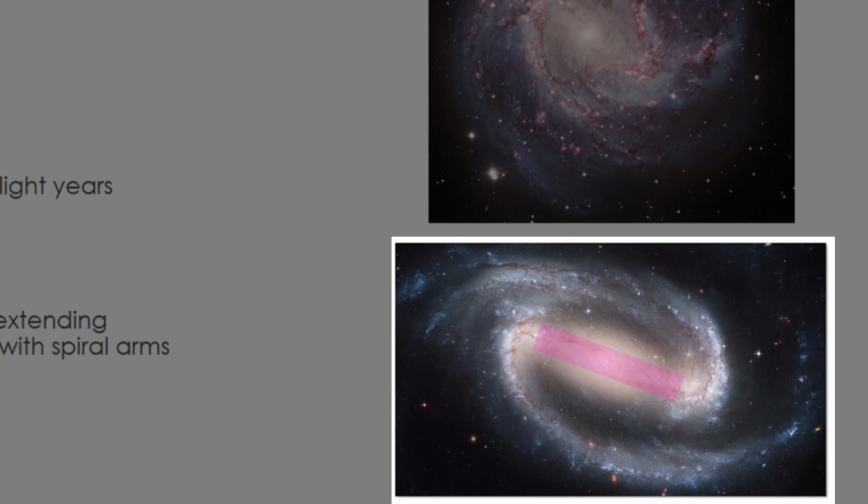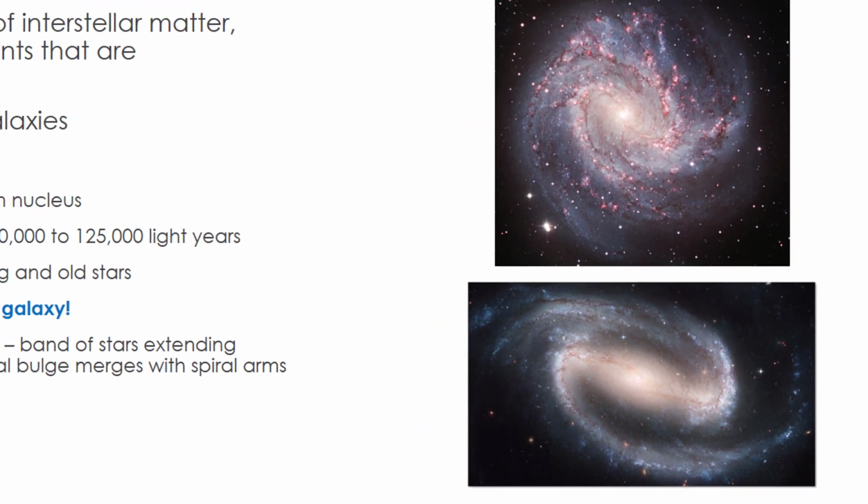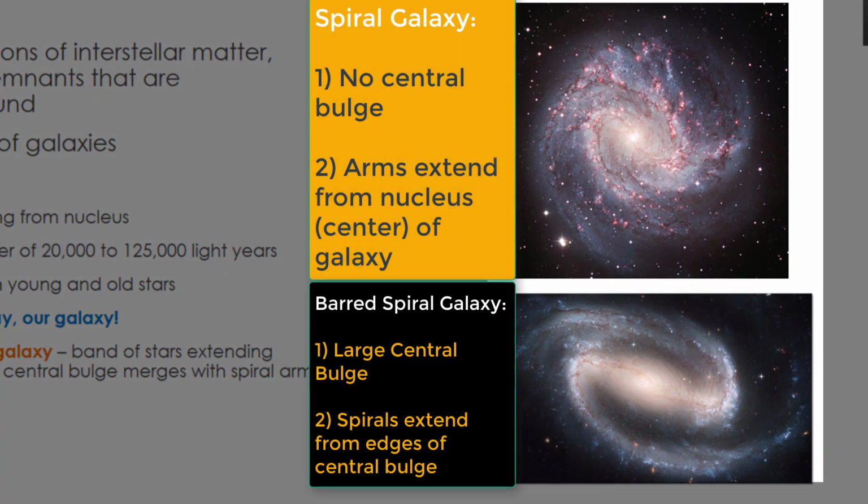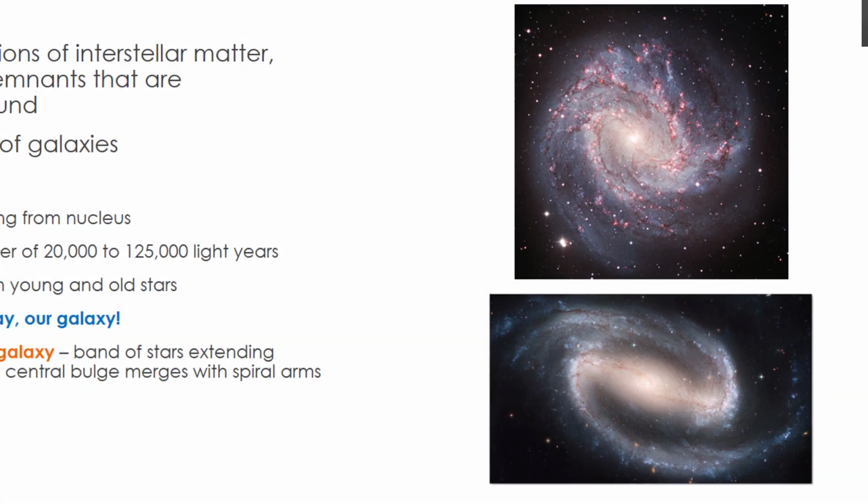And then from that central bulge, you see two primary arms extending outward. One extends outward towards the top portion of this image, and the other extends outward towards the bottom portion of this image. Your typical spiral galaxy, which is shown in the image above, doesn't really have that barred central bulge. So it's very important to note the difference between these two types of spiral galaxies.